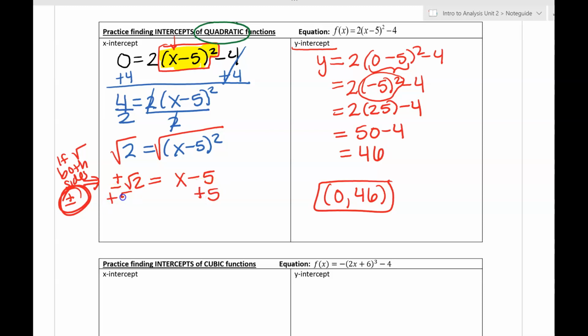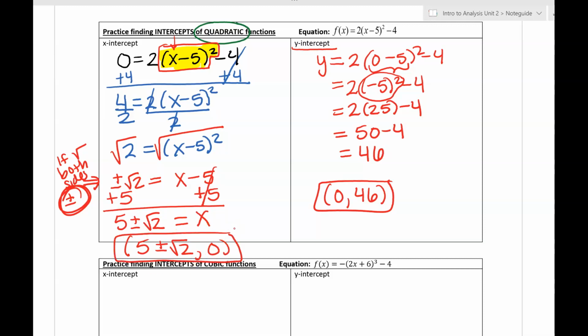Then lastly, to get x alone, we would add 5 to both sides. And so in this case, we have 5 plus or minus rad 2. We want you to leave it like that. We don't want decimals. These you should be able to write as their exact values. And that means that you leave them in radical form if they can't be simplified to a whole number. So our x-intercepts, these are 2 points because of the plus and the minus, is this value comma 0. And you can still check if that makes sense. Rad 2 is like 1 point something. Does it make sense to have 5 plus that 1 point something and 5 minus that 1 point something as your x-intercepts on your graph?